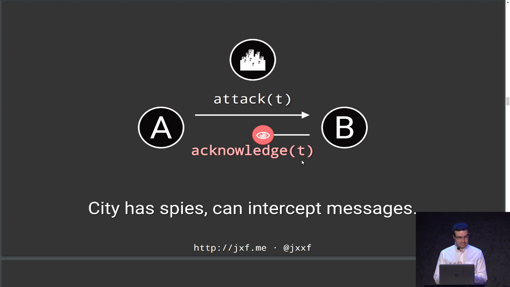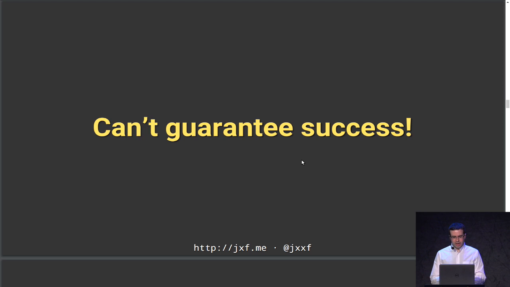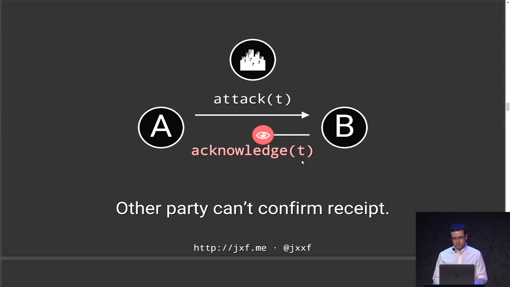Now, the problem is that the city has spies and can intercept the messages that the generals are sending. So if it can do that, then it can block or alter or fabricate any message it wants. But for purposes of this, we'll just say that it can only block the message. So it can't transform the message into something else, but it can stop the messages from being sent. And if it can do that, then we can prove that it's actually impossible to guarantee success. And that's because the other party can never confirm the receipt of the first message.